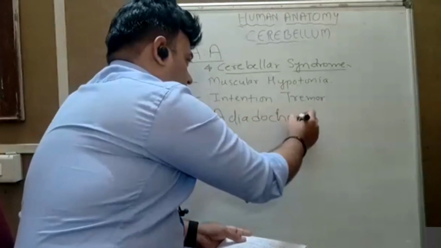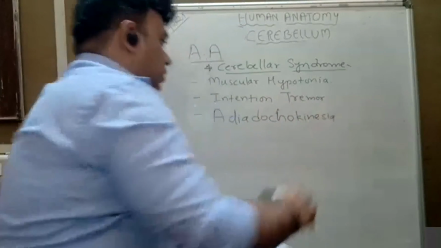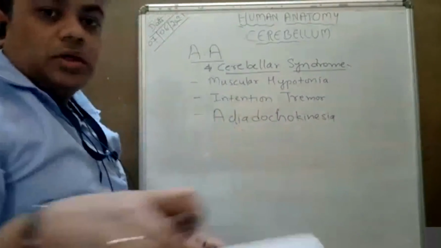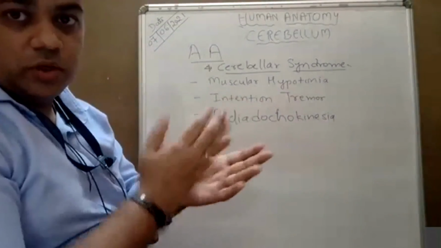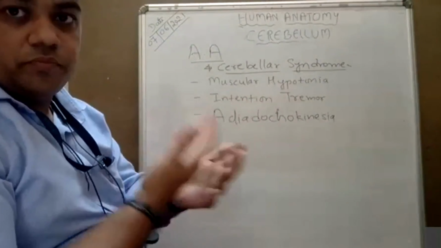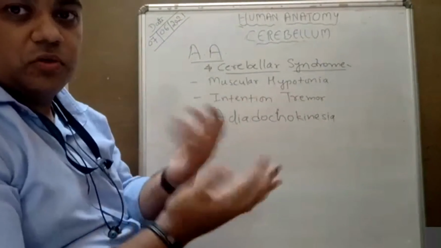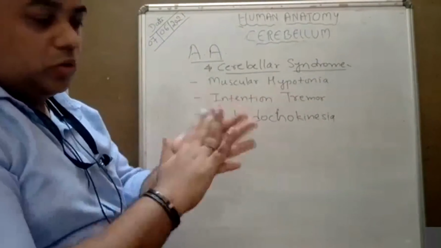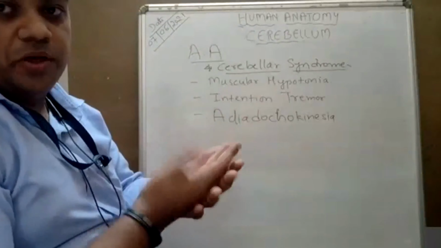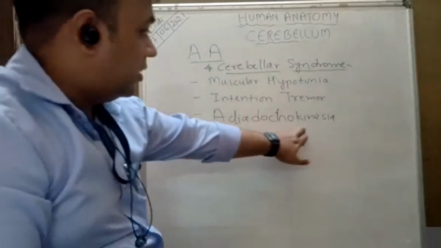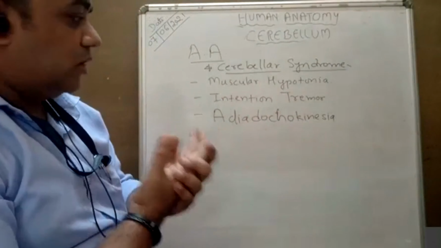Mug up all of this. Diadochokinesia means repeated and regular alternate movements like this, like when you make chapati, regular repeated movements, on the hand or on the foot. Any rapid, repeated, regular movement, that is alternate movement. That is diadochokinesia, and that is lost. This is controlled by the cerebellum.